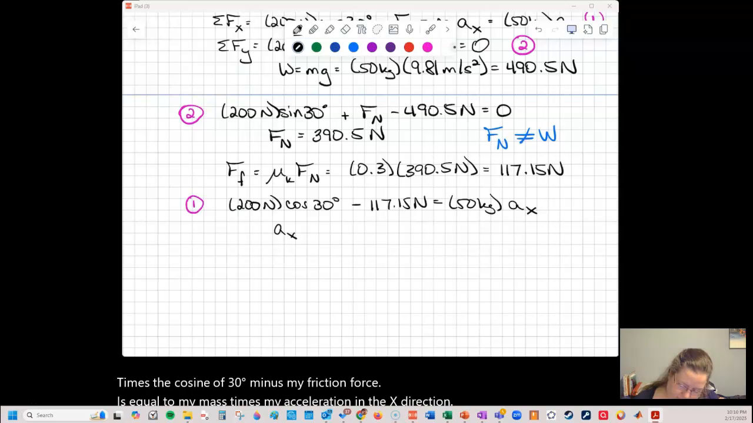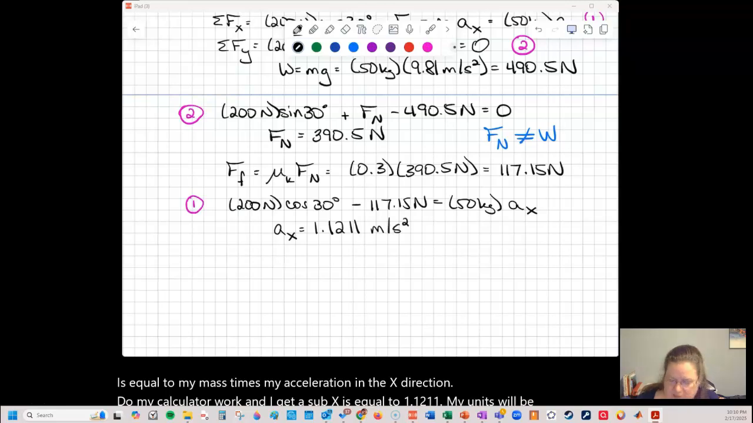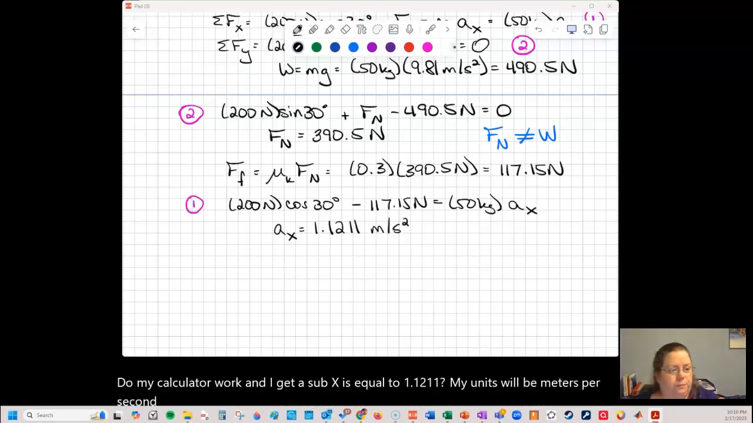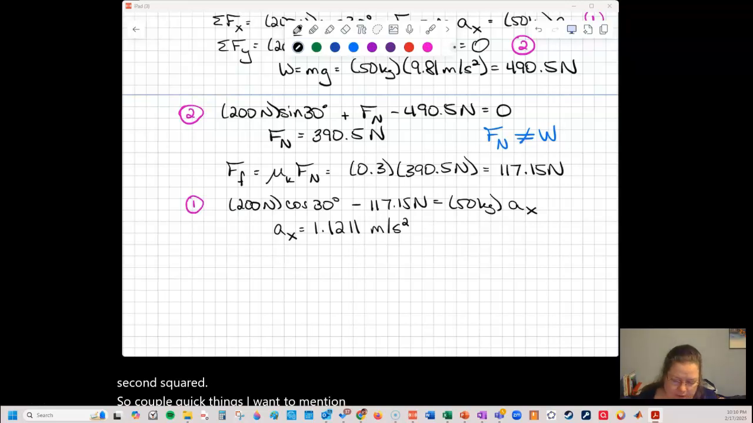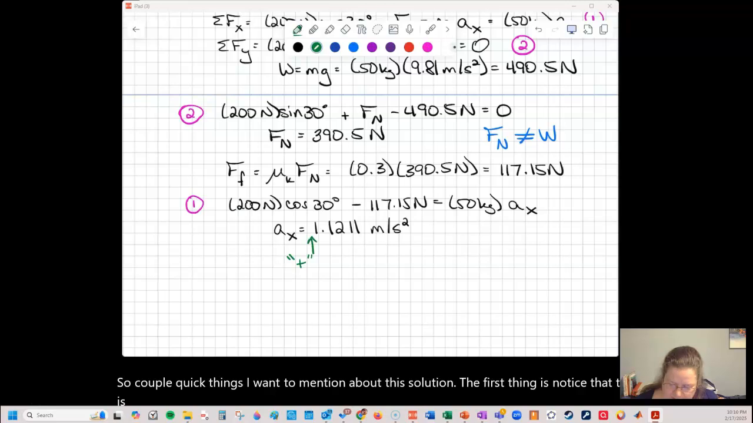Do my calculator work, and I get a sub x is equal to 1.1211. My units will be meters per second squared. So, a couple quick things I want to mention about this solution. The first thing is notice that this is a positive sign. That means that the kinetic diagram is correct.